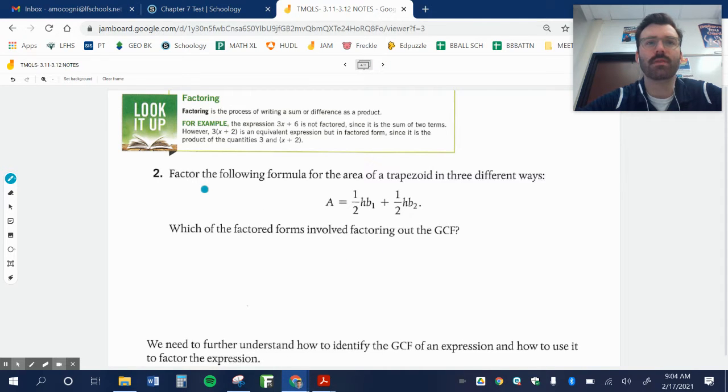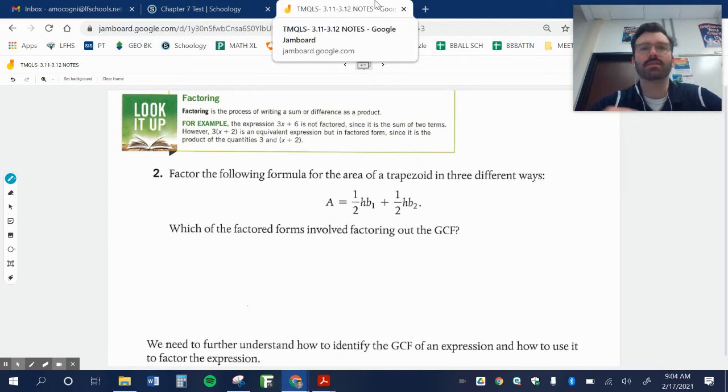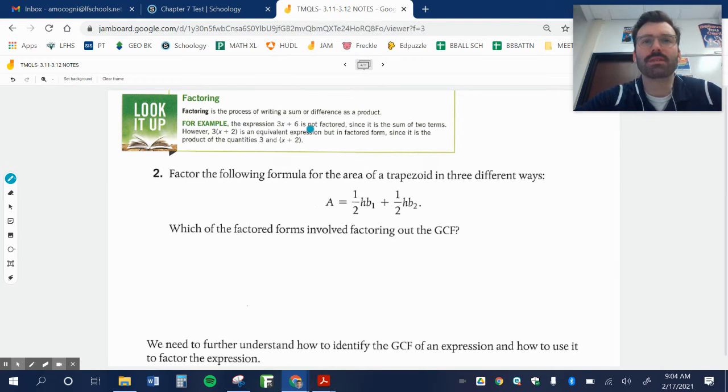So factoring is the process of writing a sum or difference as a product. If I have 3x plus 6 as the non-factored form, I can take a greatest common factor of 3 out and write it as 3 times x plus 2. Number 2 asks us to factor the following formula for the area of a trapezoid in 3 different ways.